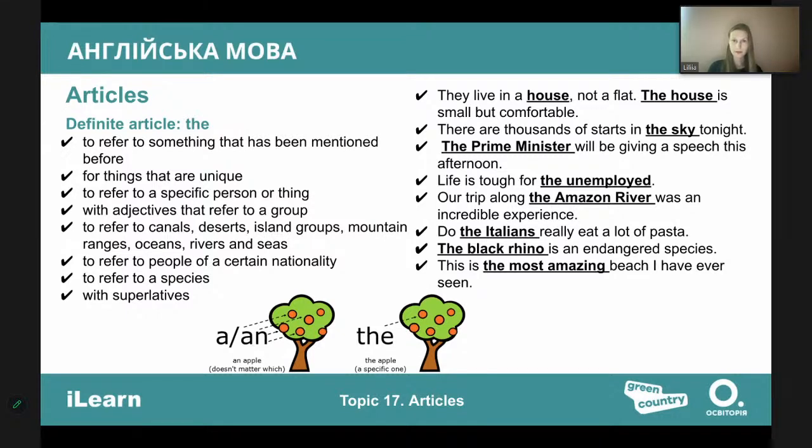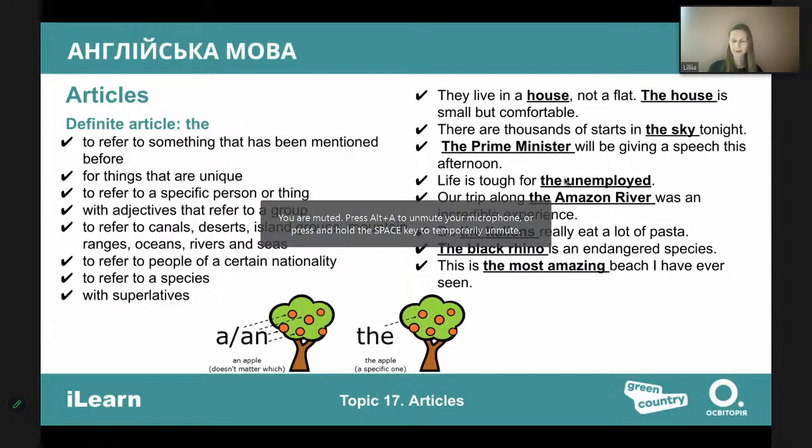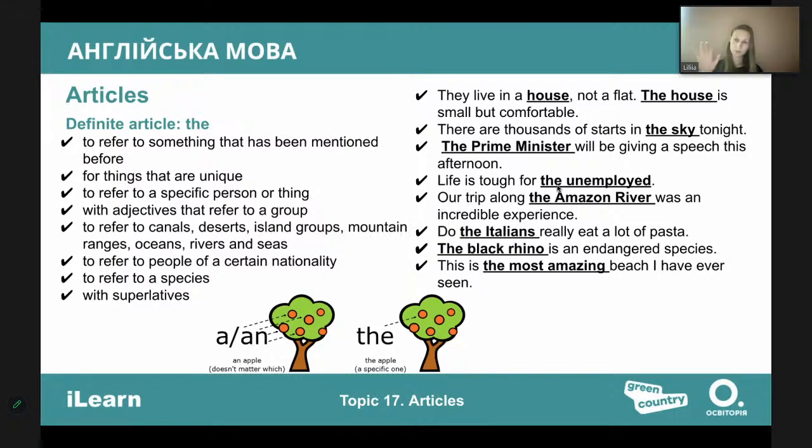Then, with adjectives that refer to a group. For example, the unemployed, безробітні. Even though it's an adjective, unemployed, using the article the, I mark the whole group of people. So I can say unemployed people or the unemployed, all these people together. Right. Also, we use the article the when we speak about geographical objects, especially canals, deserts, island groups, mountain ranges, oceans, rivers, and seas. So pay attention.